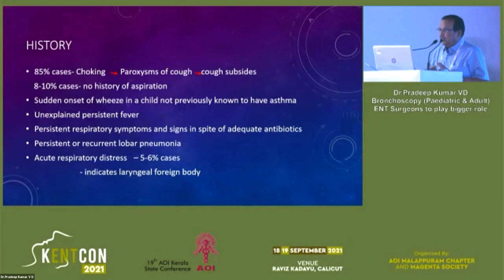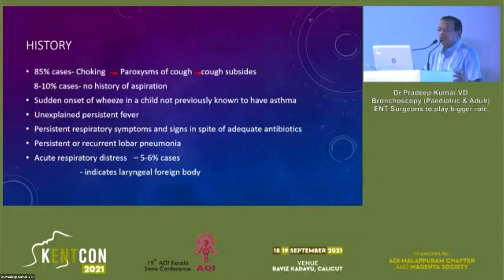The child chokes, has paroxysms of cough, and the cough subsides after some time. This is the typical history. Many times the parents will give this exact history: the child was eating, coughed, had paroxysms of cough, then the cough subsided. By the time the child reaches the pediatrician, the cough has subsided, and they will say, go home, it's nothing to worry about, no problem at all. Sometimes they don't even ask for a follow-up. They're absolutely wrong. You should ask for a follow-up.